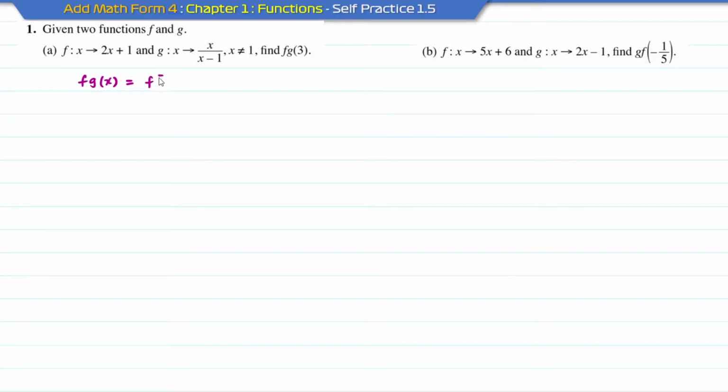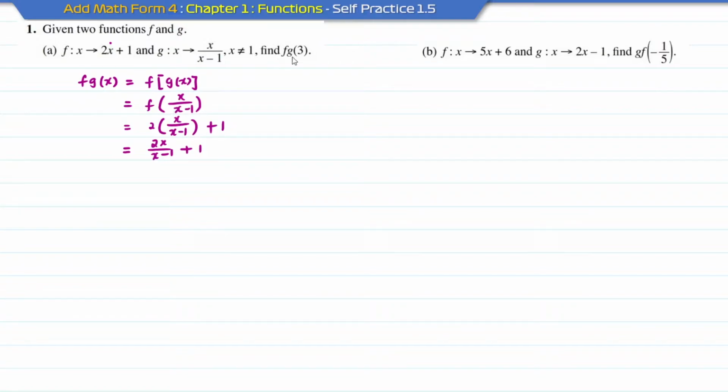This means we are going to insert the function of g into the function of f. So g, according to the question here, is x over x minus 1. This is the one that's going to be input into the x in our function f. So it's going to be 2 bracket x over x minus 1, plus 1. So I'm going to multiply this, and I'm going to get 2x over x minus 1, plus 1. I can stop here. This is the composite function of fg with the object x.